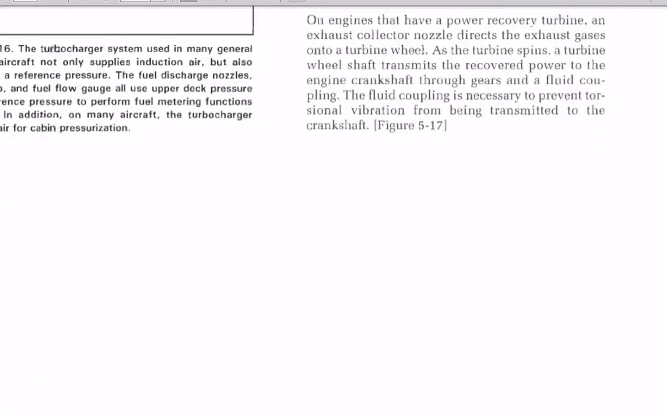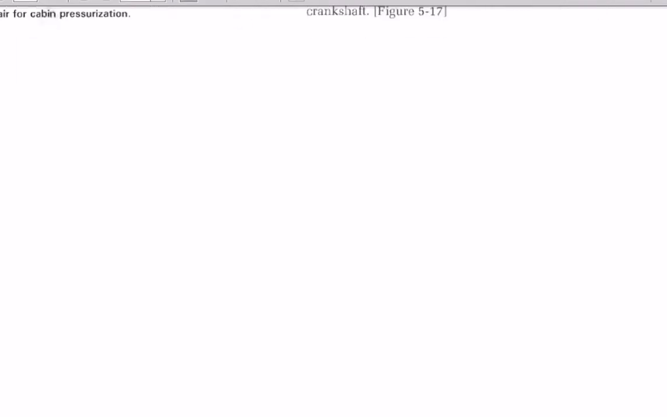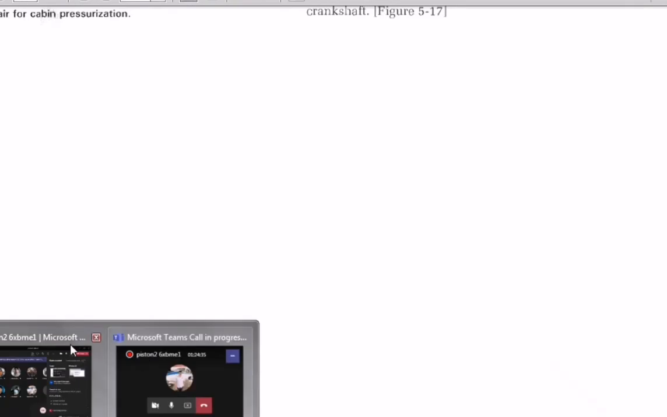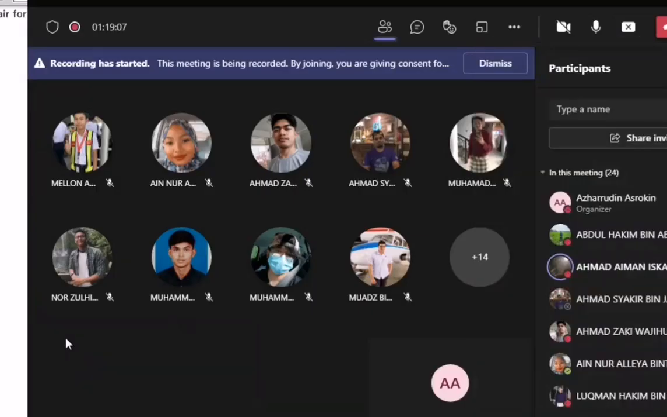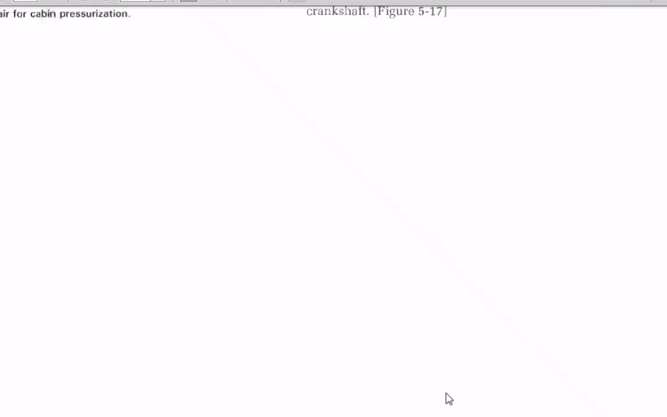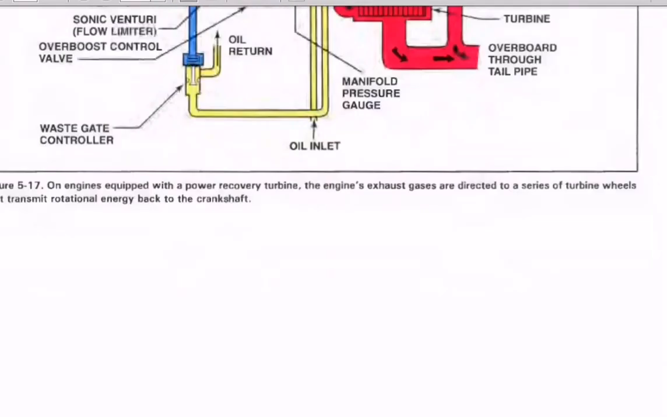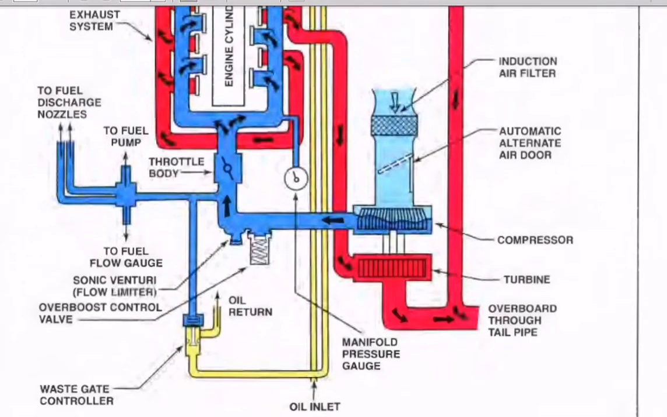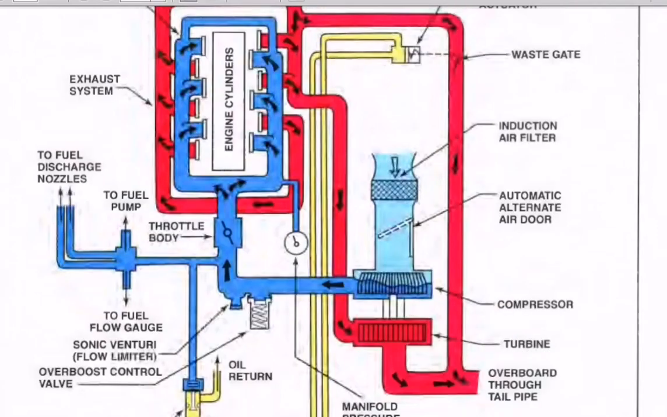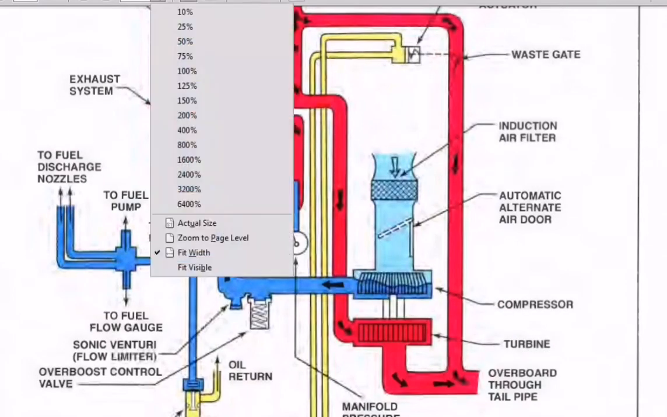No question, guys? Lucky? Ada. So kalau tak ada question, I think we continue with chapter 6. Oh, belabih. So this is the gambar of the whole system.